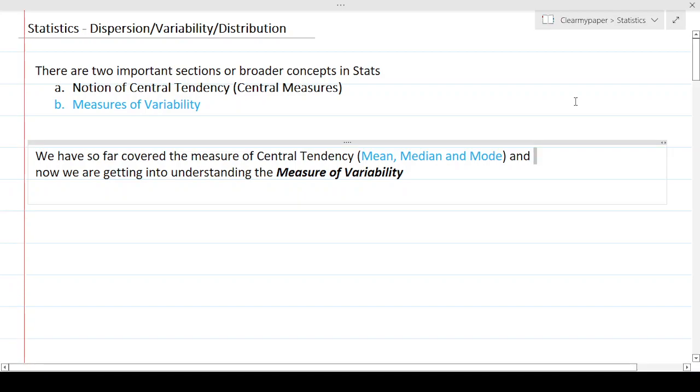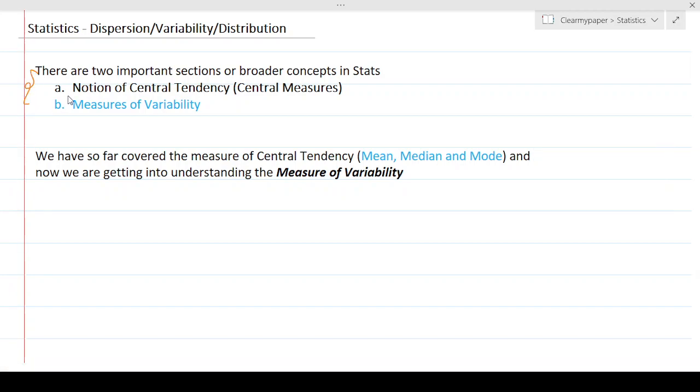All right, let's move on to the next topic on statistics. Today we are going to discuss the second part of the topic. If you remember in the first episode, I was talking about how overall statistics can be divided into broadly two categories. The first one is the basics, which is all about understanding central tendency and central measures. And part B of that is understanding measures of variability, which is what we'll be talking about in this video: what is variability and how to measure it.